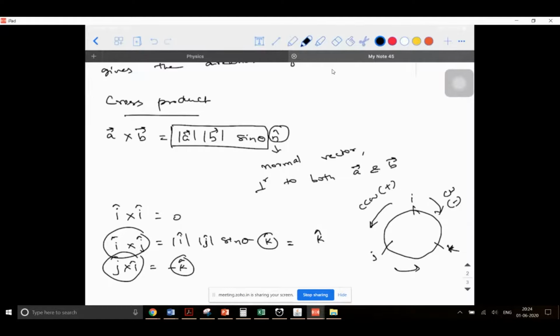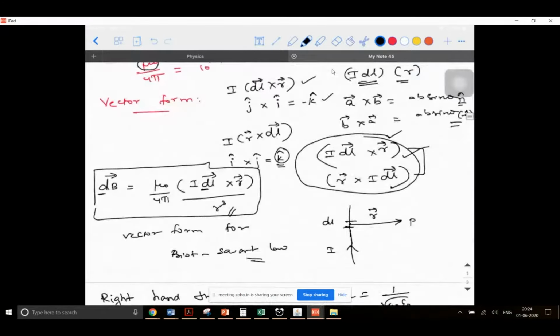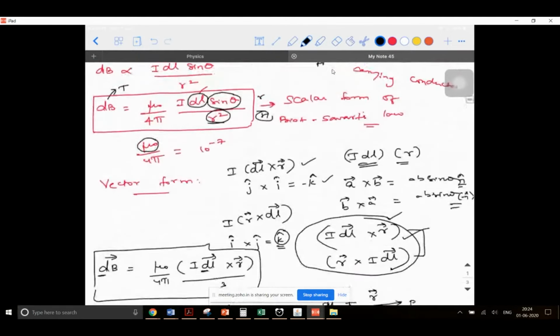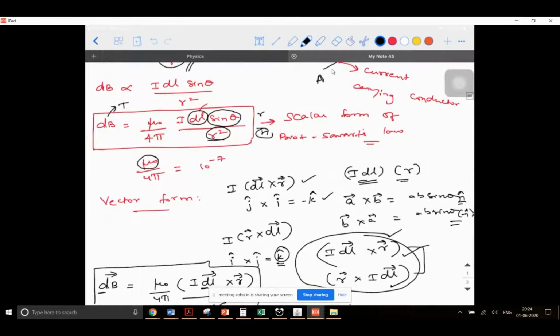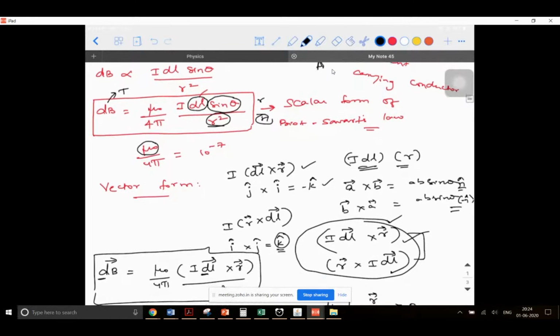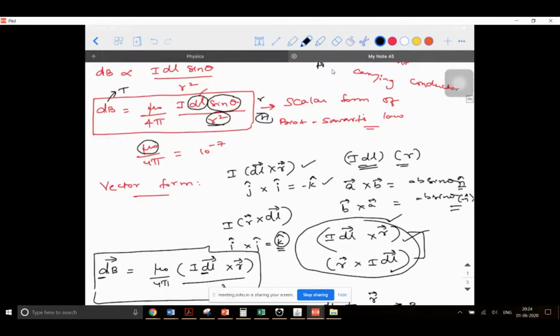That you learn in this chapter. Sir, is mu not medium dependent? Yes, it is medium dependent. Mu not means not. Wherever you see not in physics, it is with respect to vacuum. If you simply write it as mu, that is going to be the permeability of that particular medium.